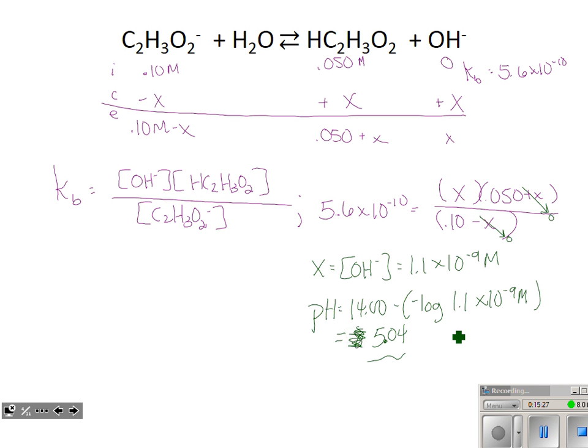So that, my friends, is the common ion effect. You should have a problem set for your common ion effect that you should take some time to work on now. It just says on it the common ion effect. It does not say problem set. And you will be quizzed on that tomorrow.